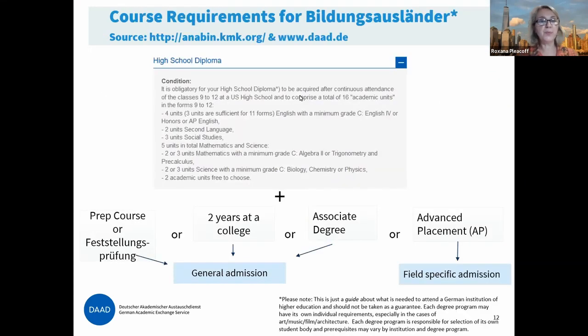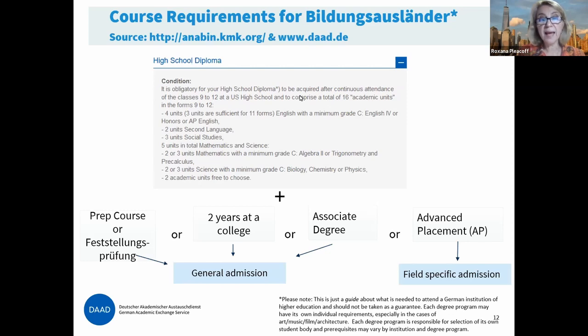So now to the information for Bildungsausländer and the course requirements. So please note that this is just a guide about what is needed to attend a German institution of higher education and should not be taken as a guarantee. Each degree program may have its own individual requirements, especially in the case of art, music, film, and architecture. Each university and degree program is responsible for selection of its own student body, and prerequisites may vary by institution and by degree program. The chart on this slide is based on information from ANABIN, and you can find the most updated information when you visit the website.